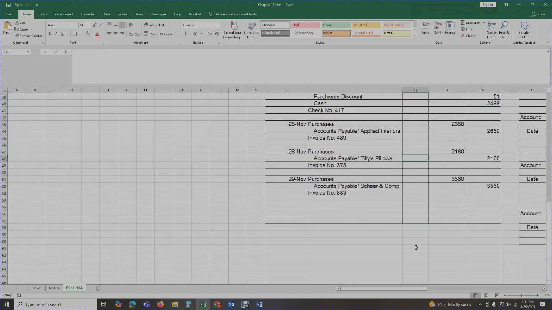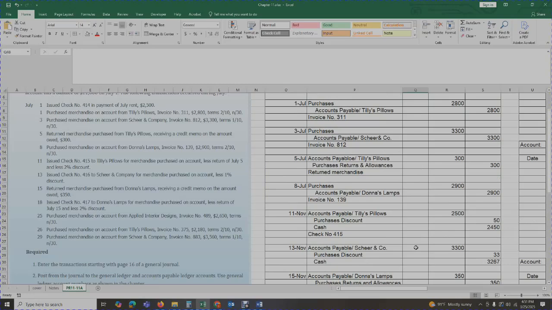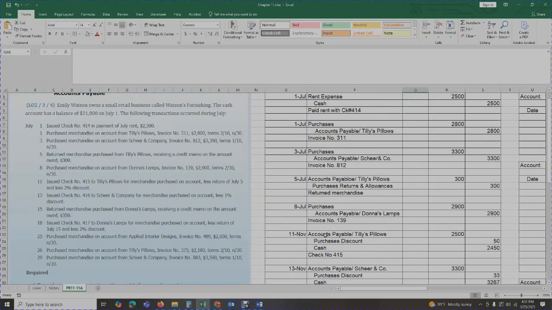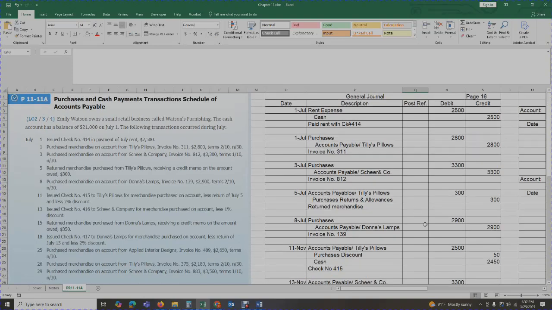So we are done with the journal entries. If you see, there's a lot of repeats every time you buy on account. It's a debit to purchases and a credit to accounts payable. Make sure to always reference who you owe money to, because we're going to need that information when we do our subsidiary ledgers. Okay, so these are the journal entries that we have for this specific problem.